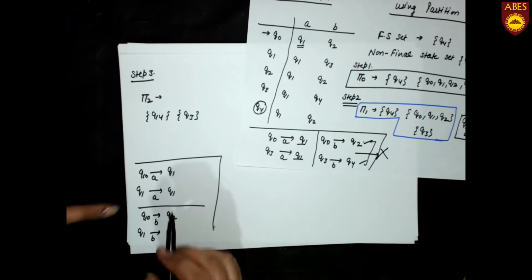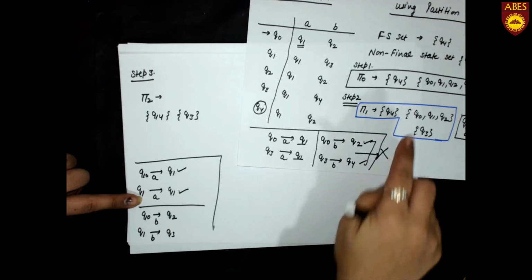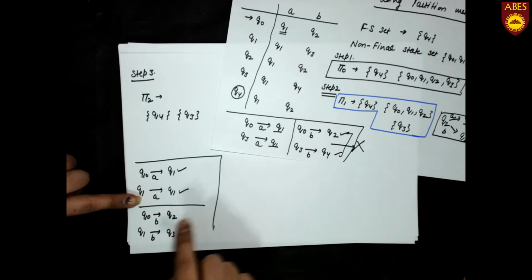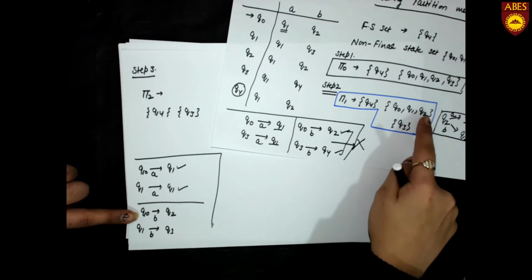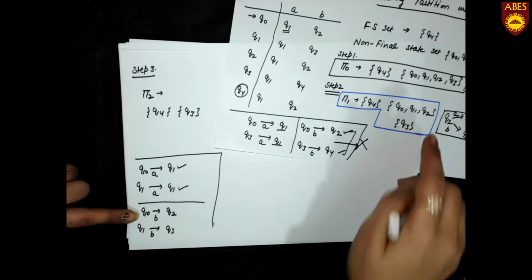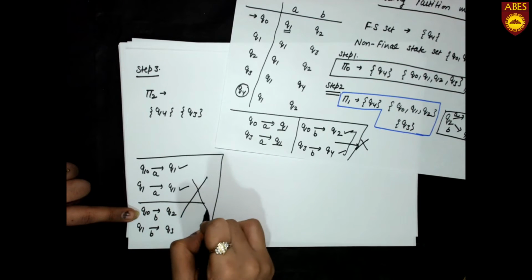Now we will see the relation. Q1 and Q1 both lie in this set. Fine. Q2 and Q3, they are not lying in the same set. Q2 and Q3 are in different sets. So it means no relationship.